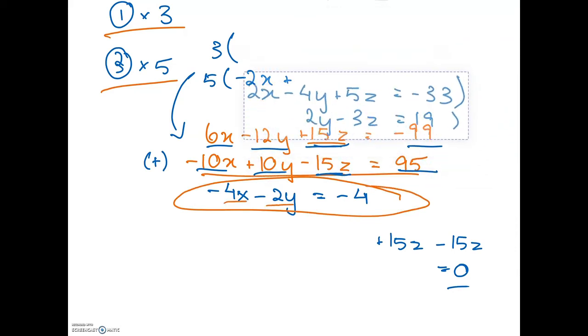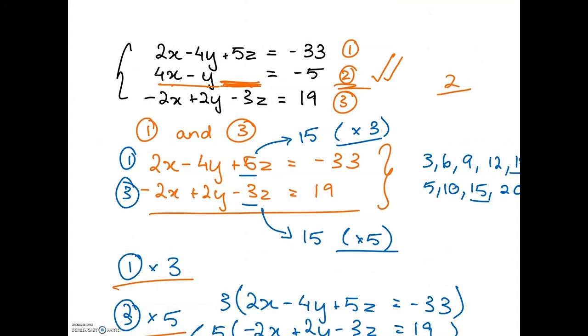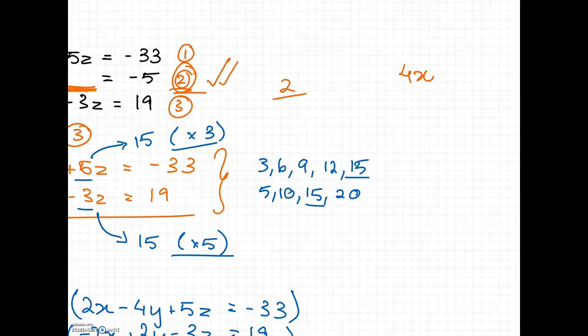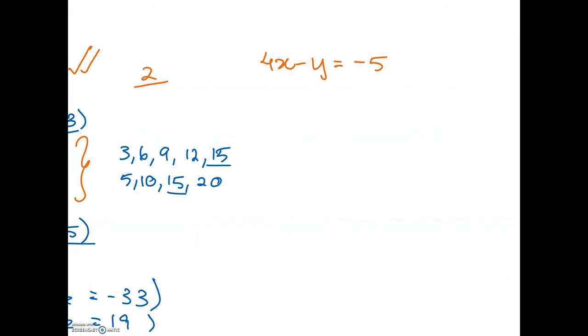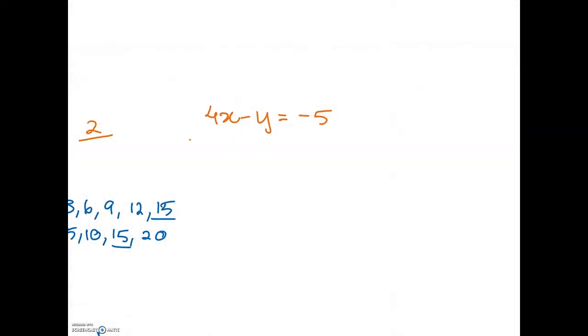Now if we go back to our original question, you can see that equation number 2 here only has two variables. So we can use the equation we just found and equation number 2 to solve for x and y. So let's take equation number 2 and write it over here. Equation number 2 is 4x minus y, which equals negative 5. Now the equation we found down here is negative 4x minus 2y, which is equal to negative 4.